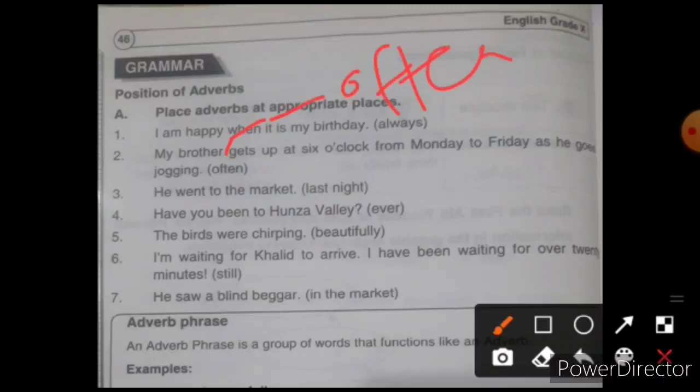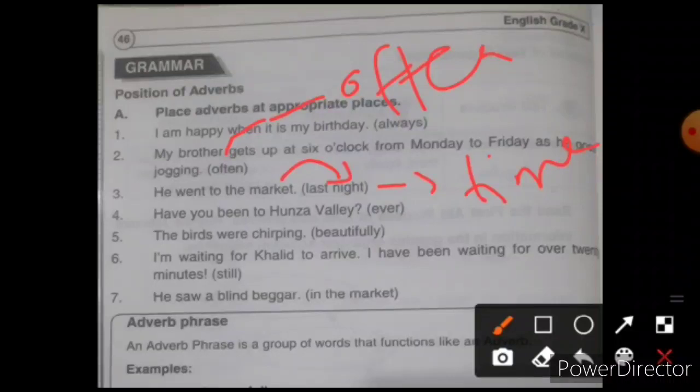Okay. Then the next one is he went to the market last night. Now what do you think is this type of adverb? This one is an adverb of time. Okay, it is giving you an answer to the question when. So after the market, last night will come at the end.